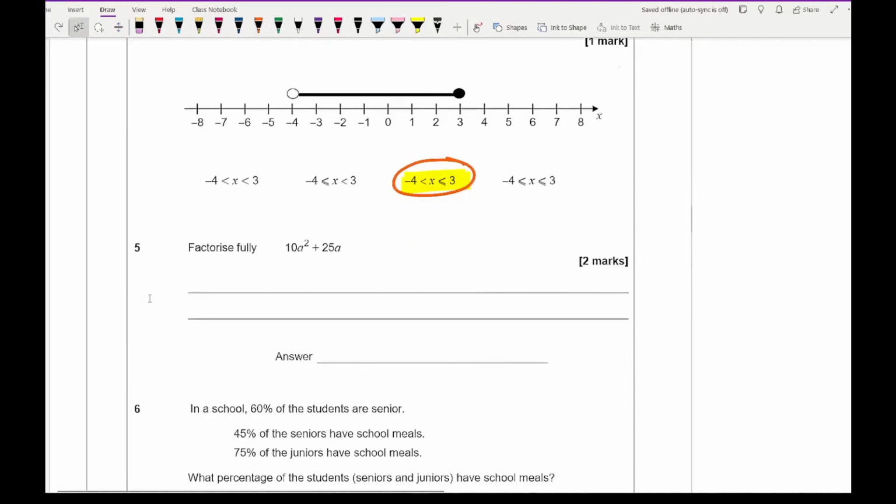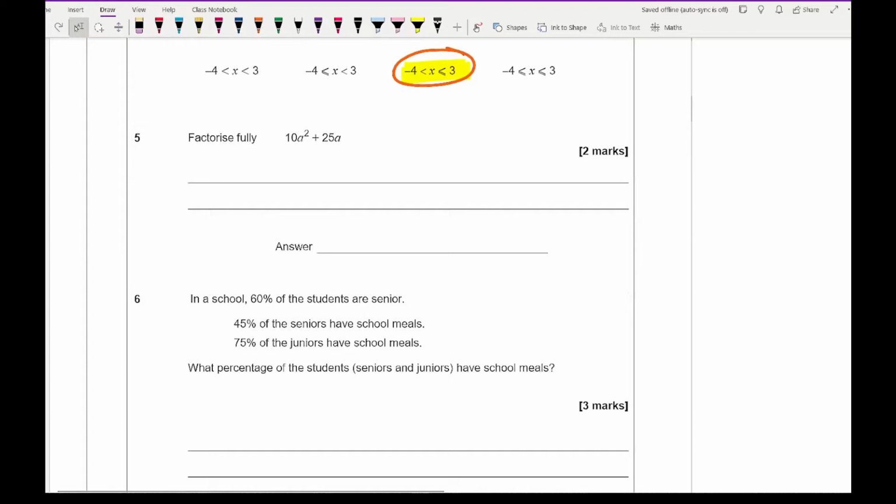For question 5 it says factorise fully 10a squared plus 25a. So taking the biggest factor of 10 and 25, which is 5, and the smallest power of a, which is just a, then I think of 5 times what gives you 10, that's going to be 2. I've got a but I want a squared, so I need another a. Then move on to the next term. 5 times what gives me 25, which is 5. I've got 1a and I need 1a, so that's fine. So there is my final answer.